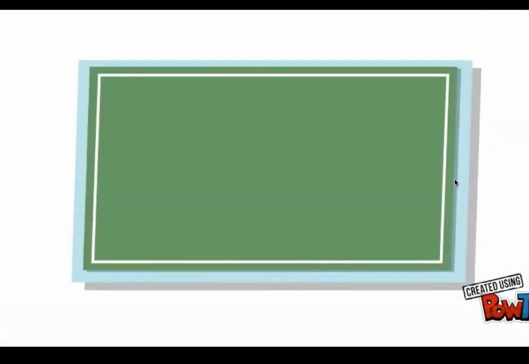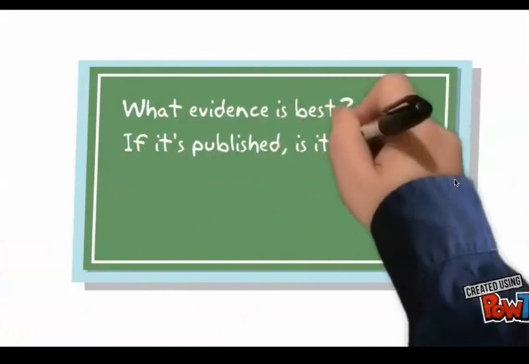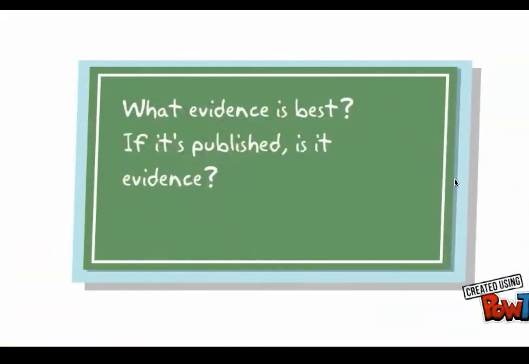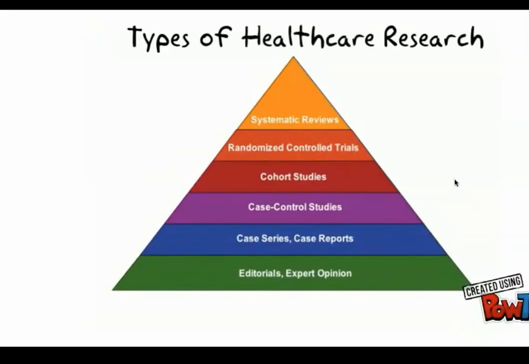But what type of evidence is best? Is every published item considered evidence? These are questions we will explore in this video. But in the meantime, let's start with this pyramid. This image is often used to demonstrate the various research designs behind published research, and the types of sources you will encounter as you search for information. The pyramid shape is used because as you move up toward the top, the research becomes higher in quality, but the quantity of the research becomes smaller.